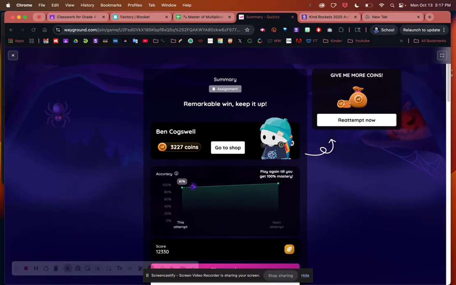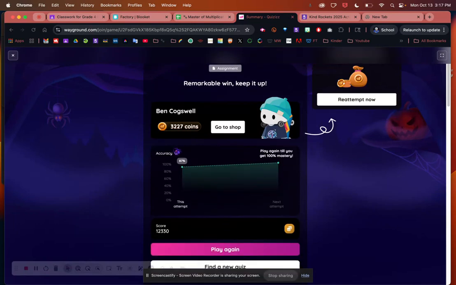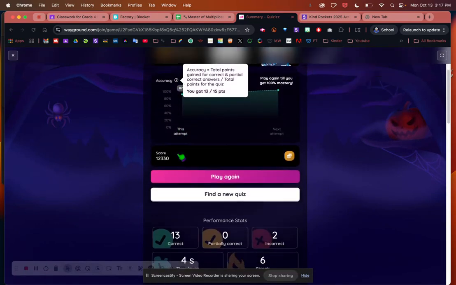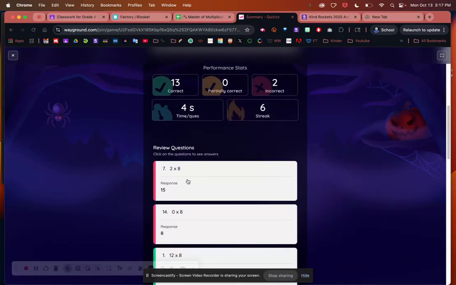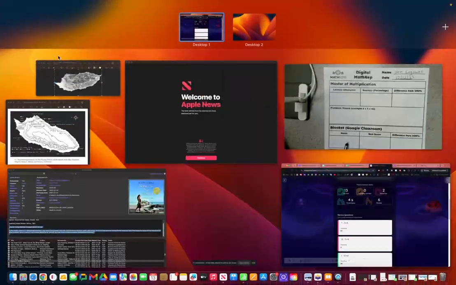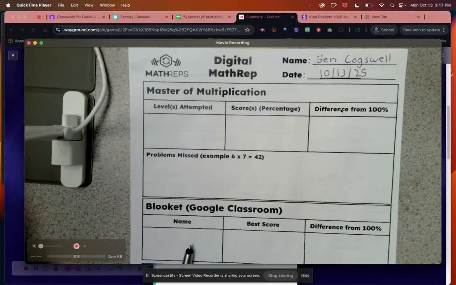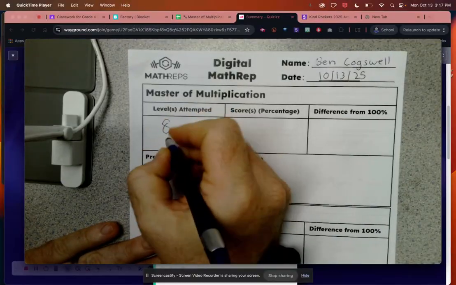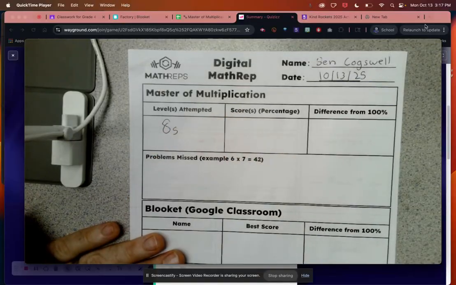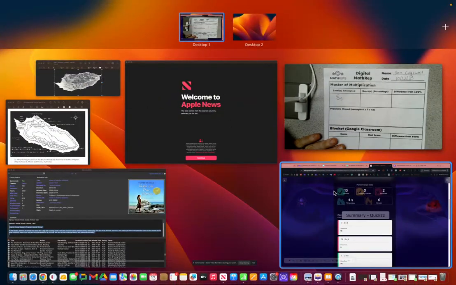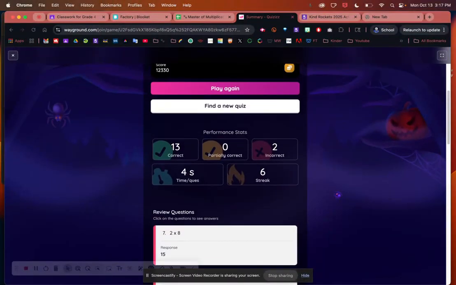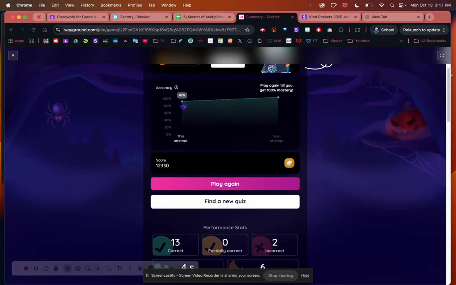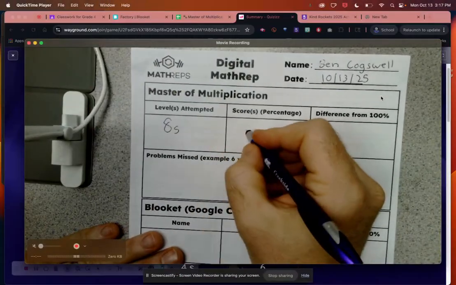Now, on this quiz, it's important to keep this open after I'm done. I got an 87% on this quiz, and I missed 2 times 8 and 0 times 8. So the first thing I'm going to do again is what? My master of multiplication. All right, so I'm going to come here for my master of multiplication, and what level did I attempt? I attempted the 8s. Now, if I don't remember, what was my score? Okay, my score percentage here was, looking up here, 87. So on my paper, I'm going to write 87. So what was my score percentage?